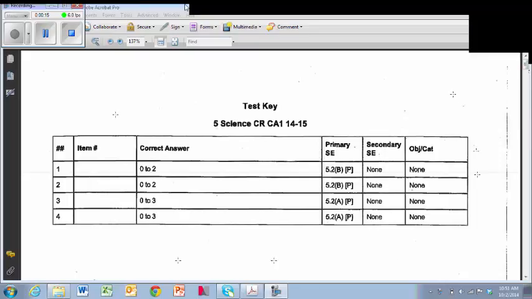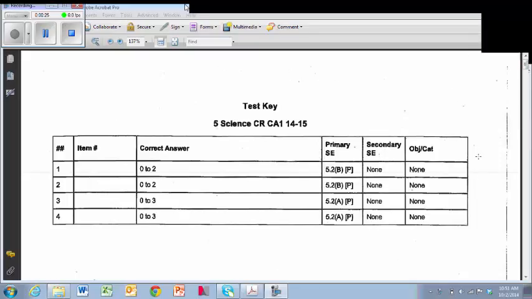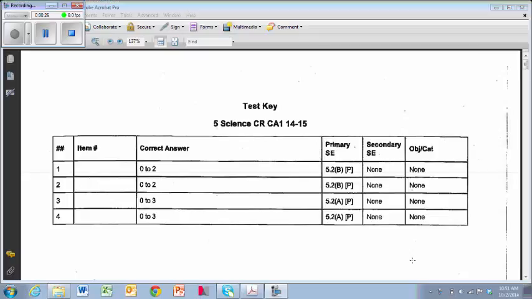When you first open it up, you'll see the test key, which also includes a rubric for how to grade each of the parts to the question. What you'll notice is that, for example, question number 1 is worth 0, 1, or 2 points, and then it will have the TEKS that is aligned to that question.